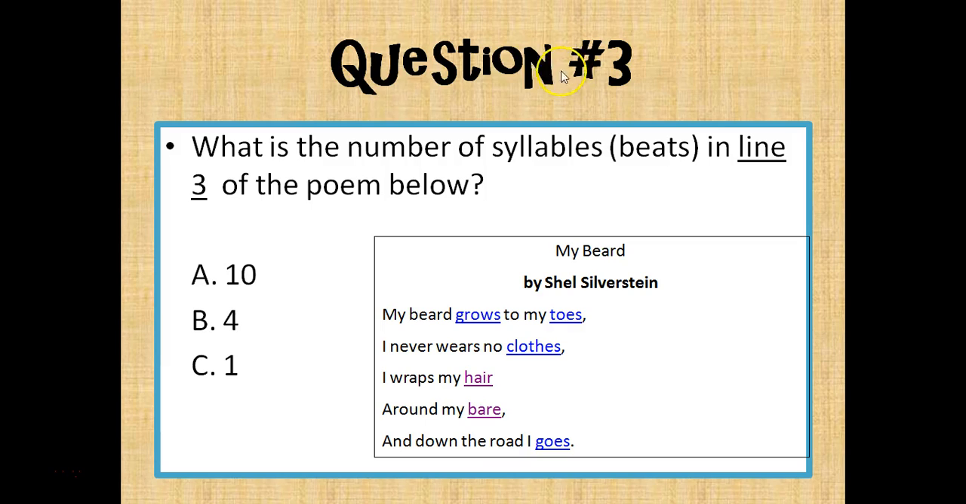Question number 3. What is the number of syllables, also called beats or rhythm, in line 3 of the poem below? And it's the same poem by Shel Silverstein we read before. My beard grows to my toes. I never wears no clothes. I wraps my hair around my bear, and down the road I goes. So I am asking you to tell me how many syllables there are in line 3, which is this one right here. I wraps my hair. You need to decide, are there 10 syllables in that line 3, 4 syllables, or 1 syllable? Please pause now to write down your answer.